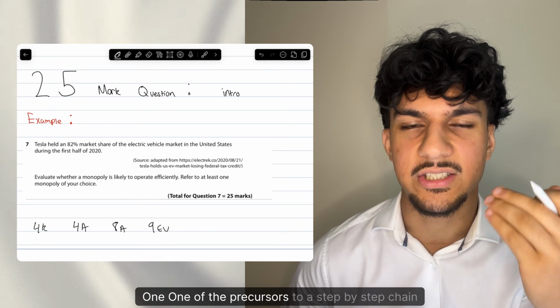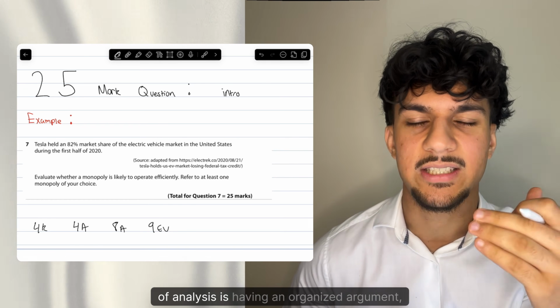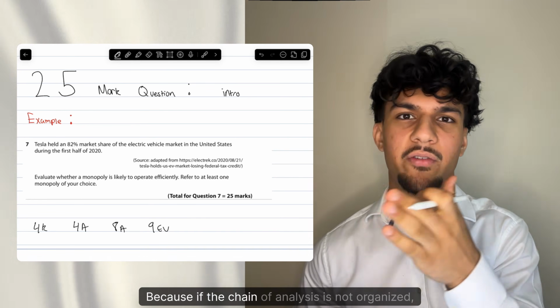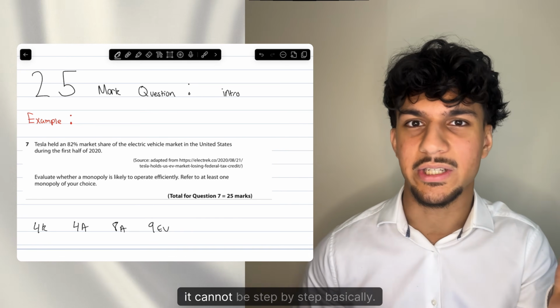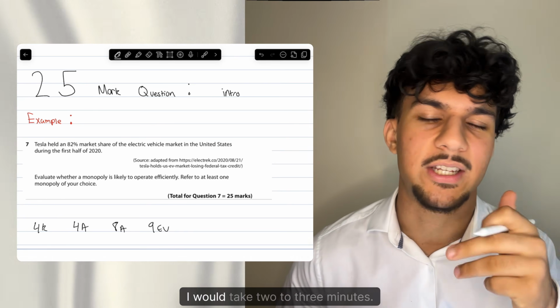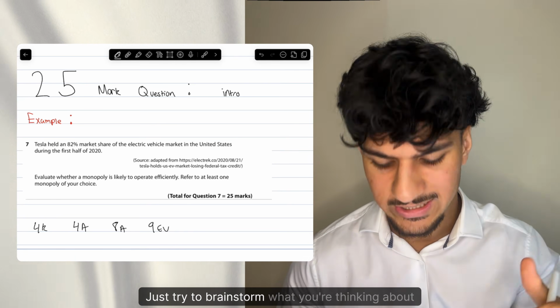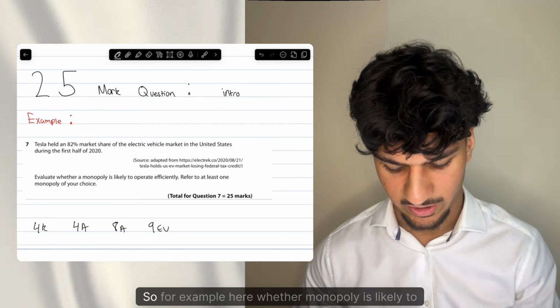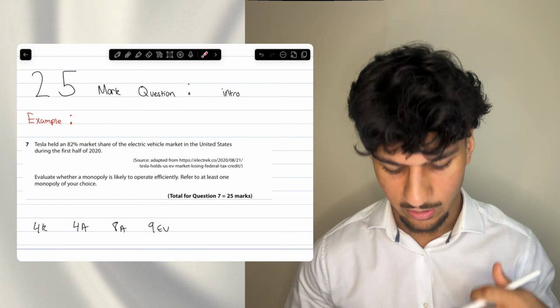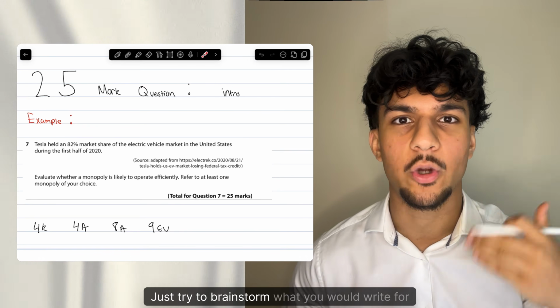One of the precursors to a step-by-step chain of analysis is having an organised argument, having an organised chain of analysis. Because if the chain of analysis is not organised, it cannot be step-by-step, basically. So planning is a small investment. I would take 2 to 3 minutes. Just try to brainstorm what you're thinking about the question. So for example here, whether a monopoly is likely to operate efficiently, just try to brainstorm what you would write for that.